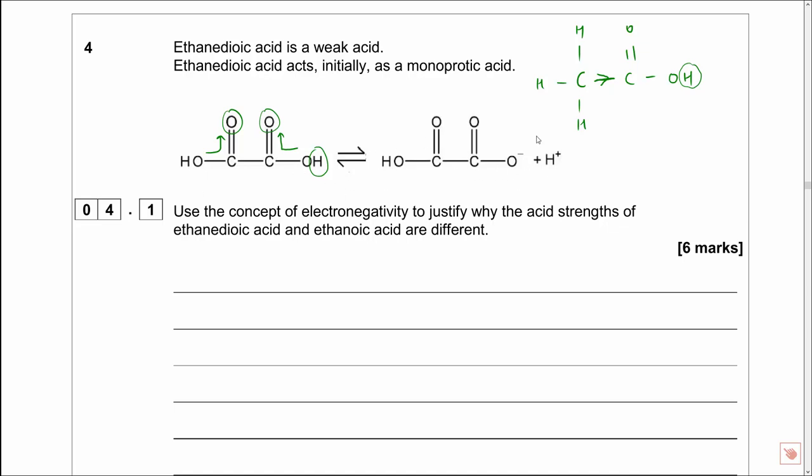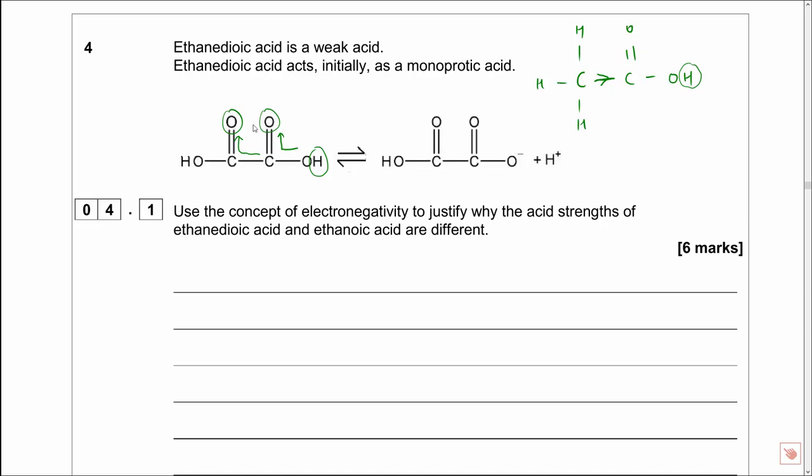But if we just think about this first one that's being lost and this idea of monoprotic acid. If I redraw this slightly, like that, it makes a little bit more sense. So in this molecule, both oxygens are pulling electrons all the way from here, which is creating a much more polar bond here. And that much more polar bond ultimately means that it's much easier to lose this hydrogen ion than it is in here where we have this positive inductive effect.